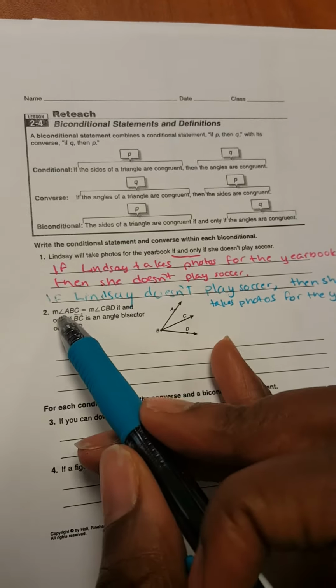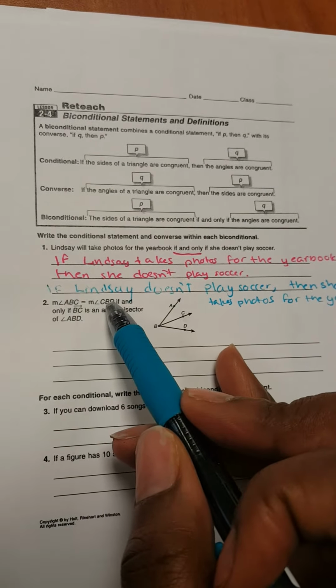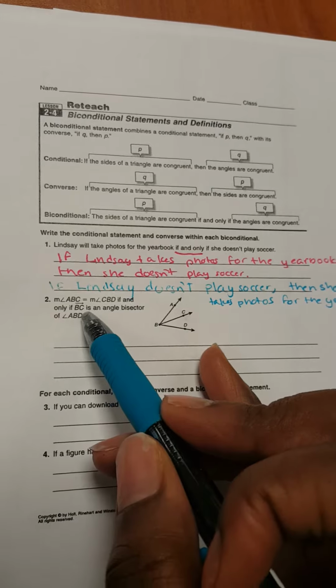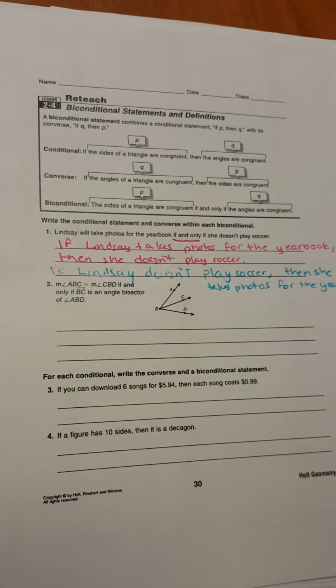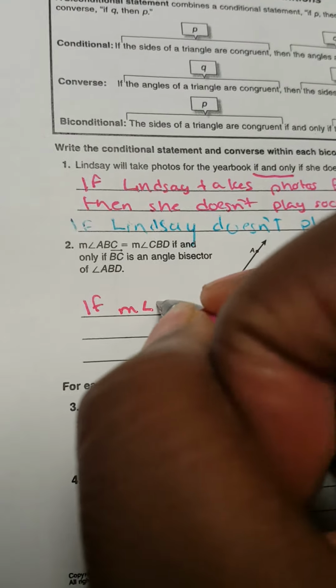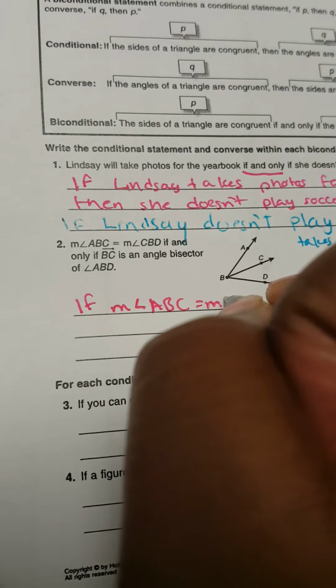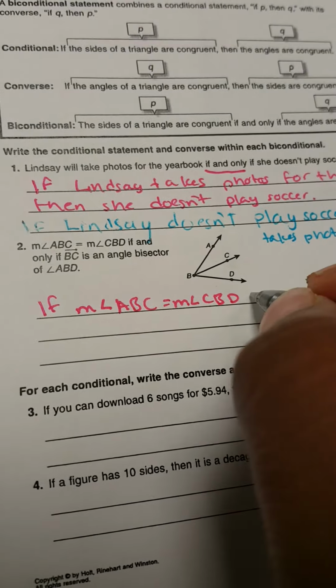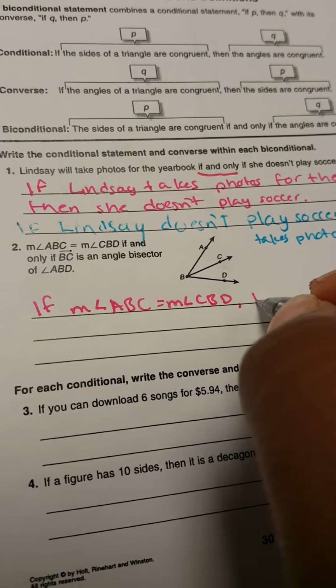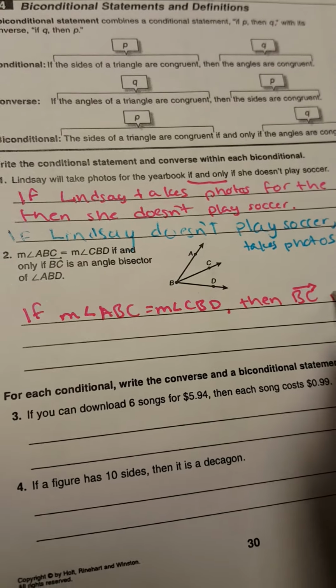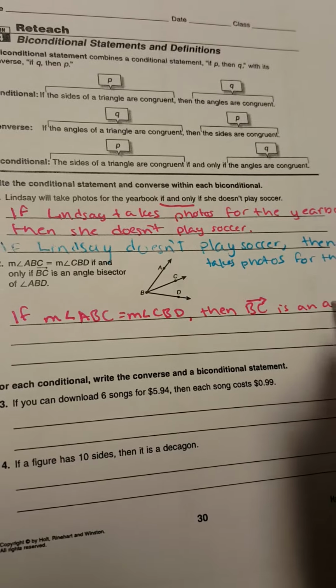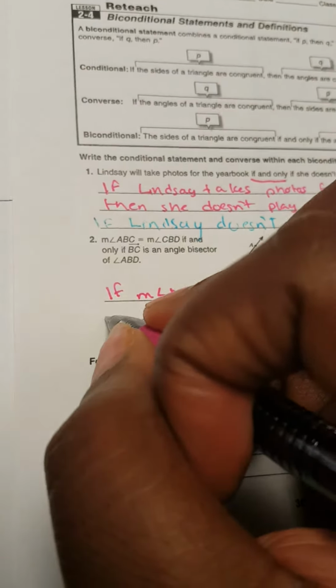Okay, this one says the measure of angle ABC equals the measure of angle CBD if and only if ray BC is an angle bisector of angle ABD. So remember, I'm changing them to the conditional and the converse. So if the measure of angle ABC equals the measure of angle CBD, then ray BC is an angle bisector.